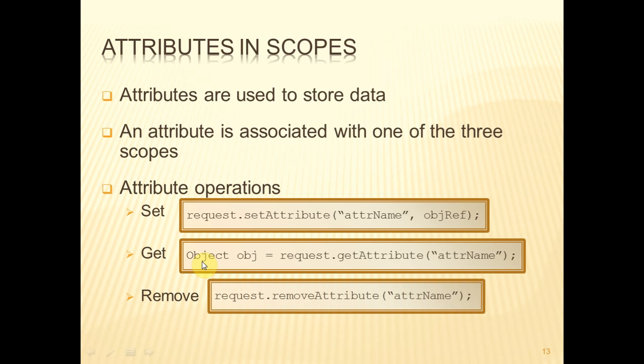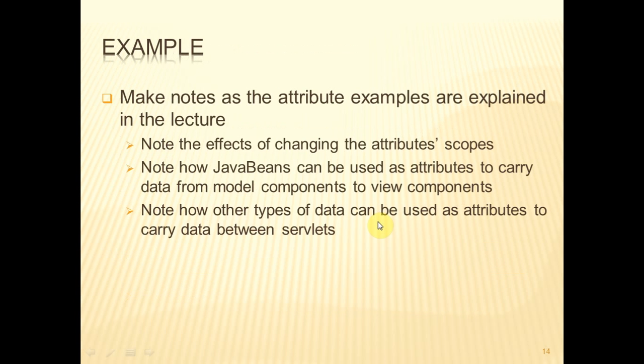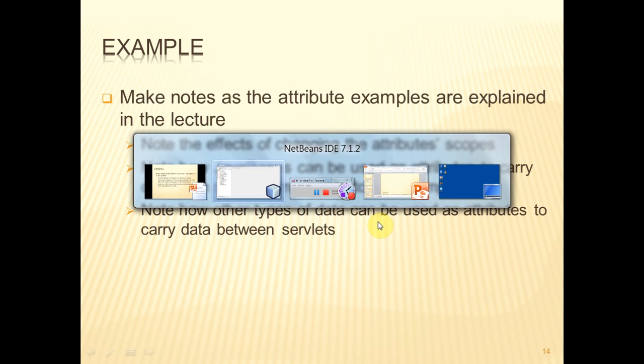If we wish to remove the attribute from the scope, then we call from request the removeAttribute method. And again, we must specify the name exactly as it was spelled when the attribute was set. Now, what we're going to do is to look at a couple of examples now to see how these things can be used.